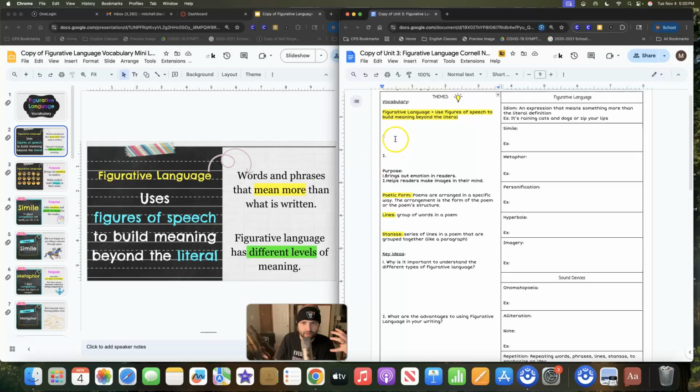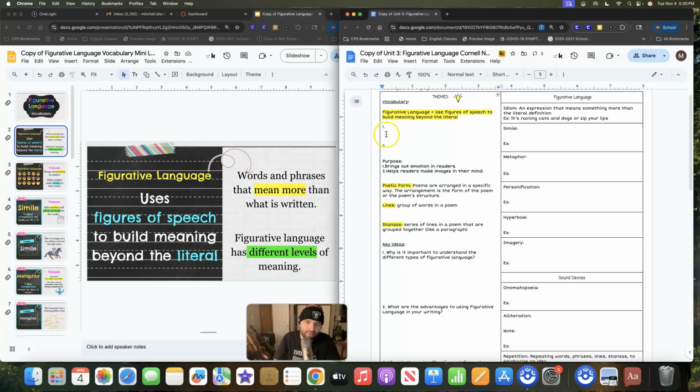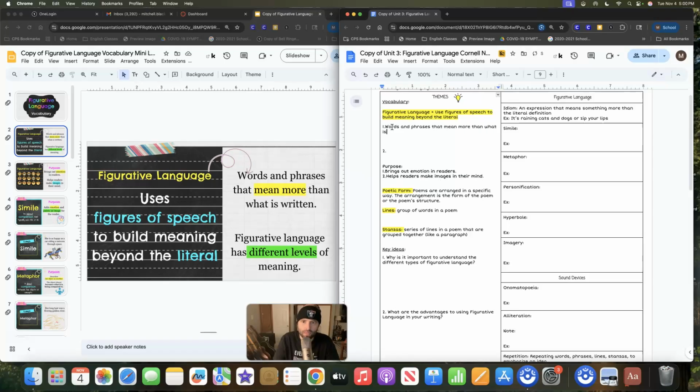What does it make us feel? What does it make us think or feel, really. But so it can be words and phrases. It can be sentences. It can be paragraphs. It can be a whole poem that means more than what is written. Again, to what we just said.